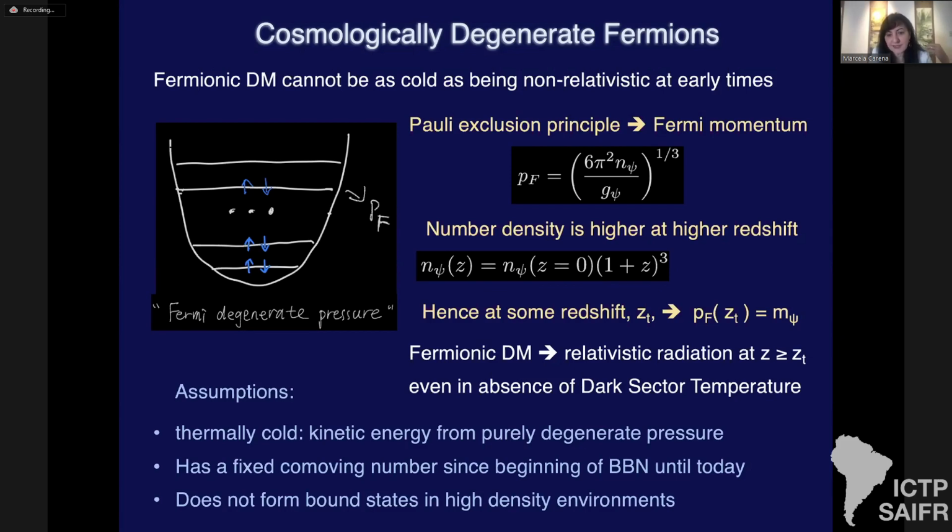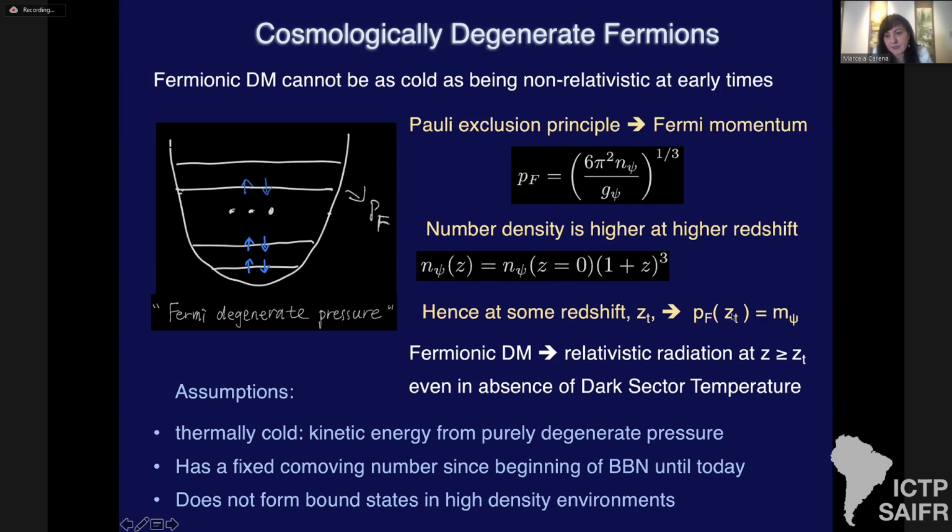And that's the interesting thing: the whole issue that they are relativistic at some redshift is because, independent of having zero temperature, they have this Fermi pressure. This is very important. Thank you for asking. Because if you have just one flavor, you are going to occupy all the possible states up to the lowest energy state, and so you have this Fermi degenerate pressure or Fermi momentum. When this Fermi momentum is of the order of the mass of the fermion, then these particles become relativistic.